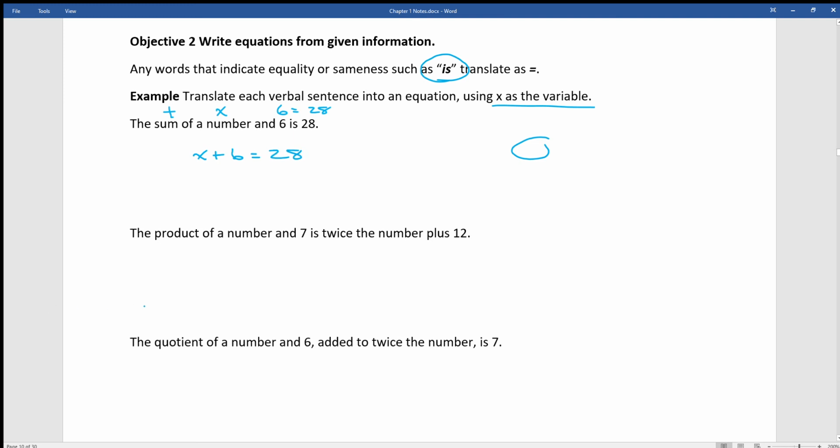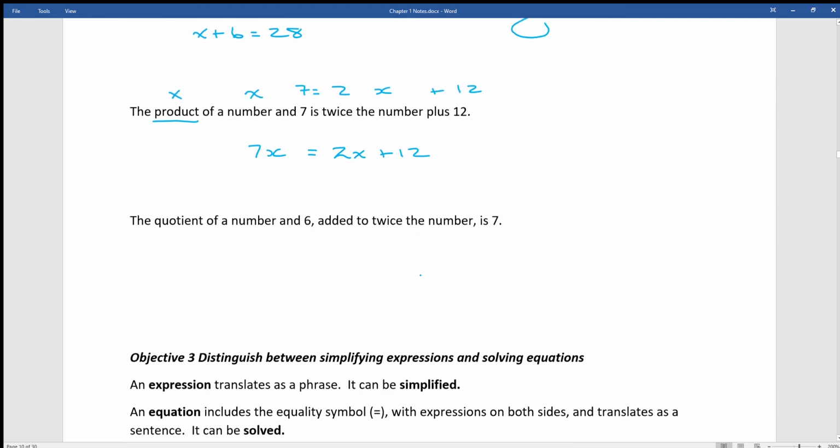The next one says the product. Product means that we're going to be using multiplication. So the product of, again, a number, which we're going to use x, and 7, and there's that word is, twice that same number plus 12. So notice how I've taken the words and just written the symbols above them, and then I'm going to clean it up a bit. So the product of a number and 7 means that 7 and x are going to get multiplied, is 2 times that number, or twice the number, plus 12. And there's my equation that I could solve. And what we'd be solving for is the number that makes that equation true.